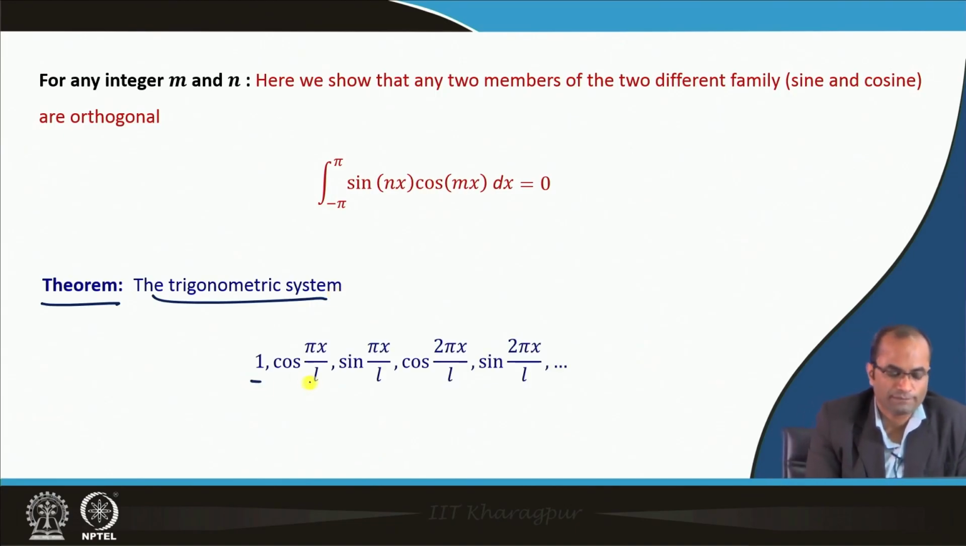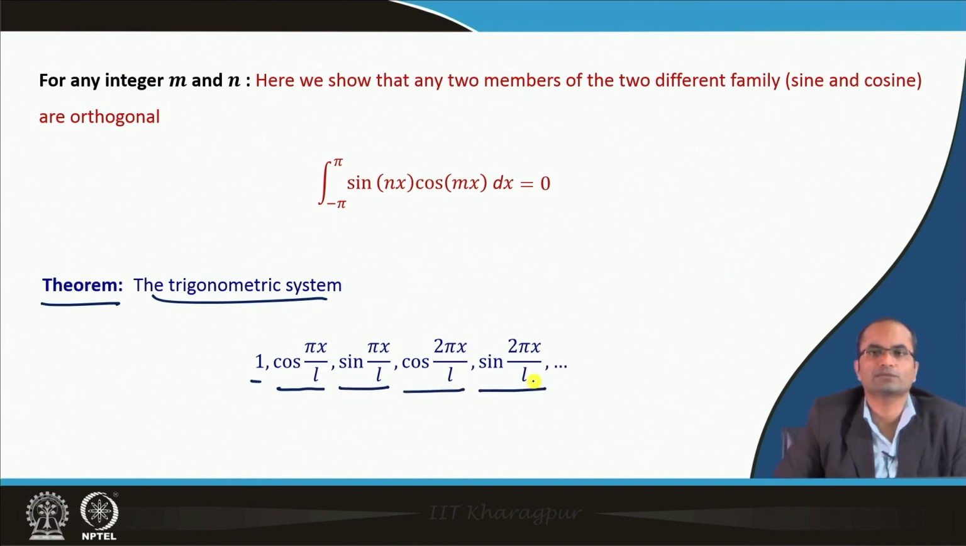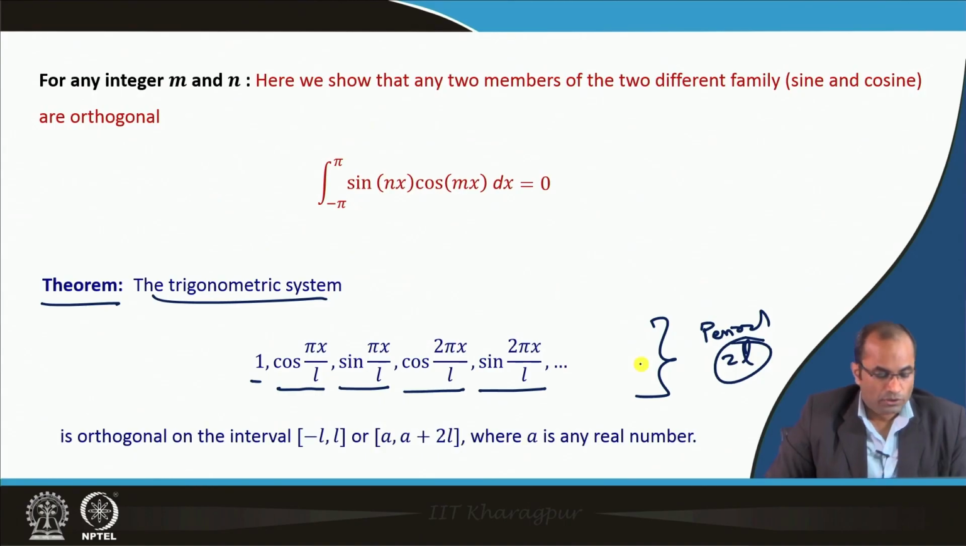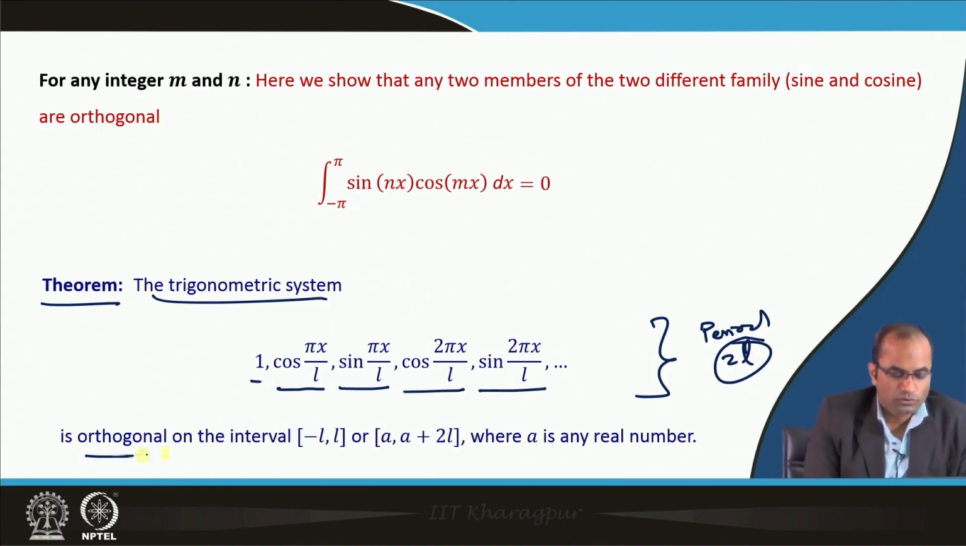So, we have taken 1, cos pi x over L, sin pi x over L, cos 2 pi x over L, sin 2 pi x over L, and then we continue with cos 3 pi x over L, sin 3 pi x over L, etc. Here, in this trigonometric system, the period is 2 L now instead of 2 pi. In this case, this is orthogonal on the interval minus L to L.